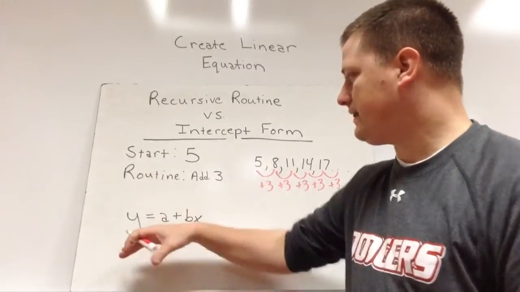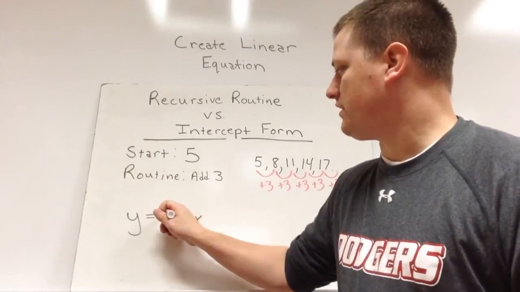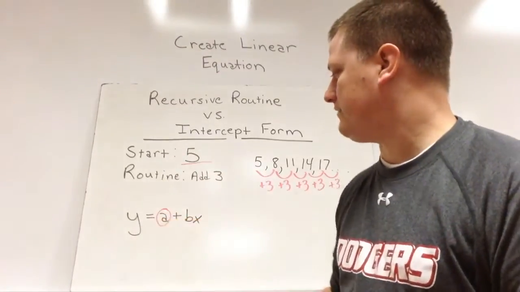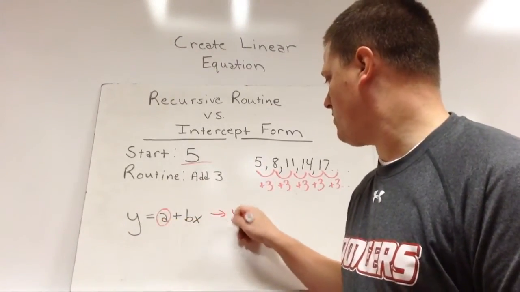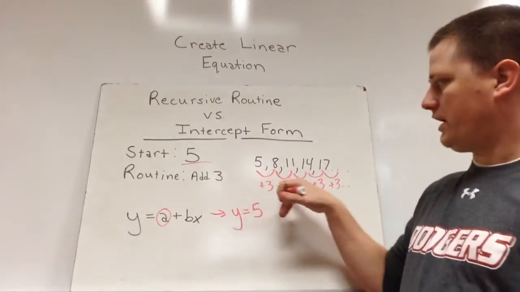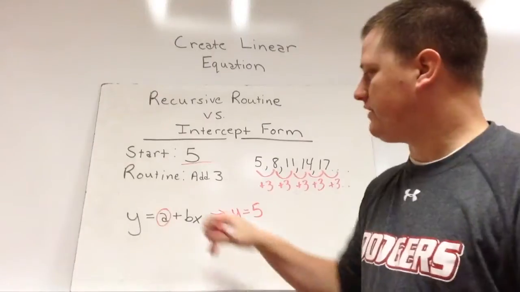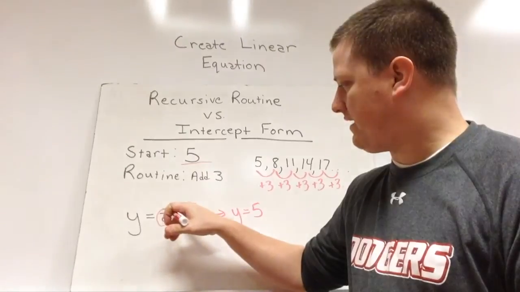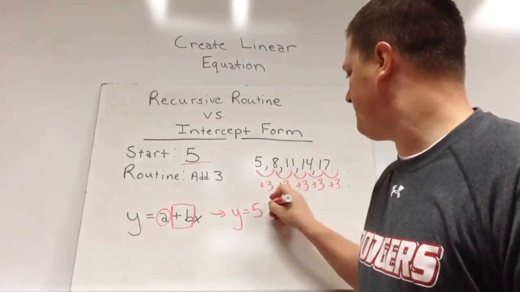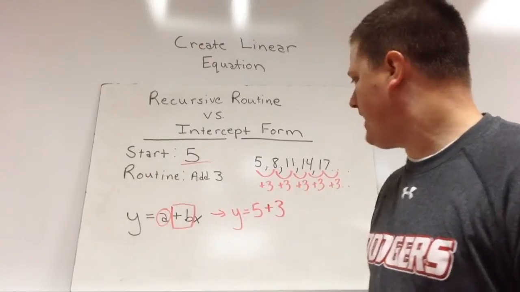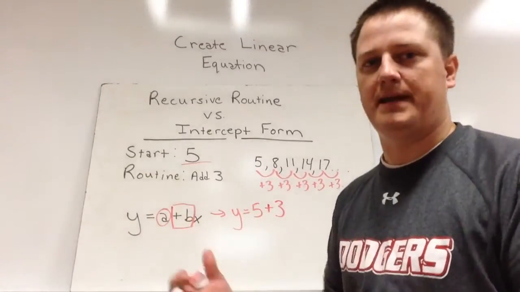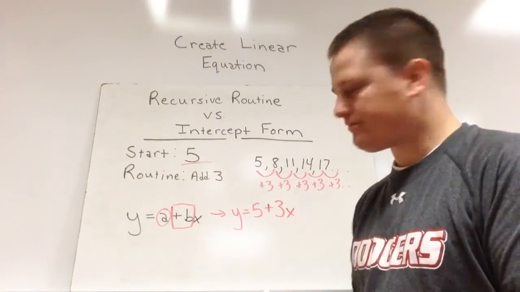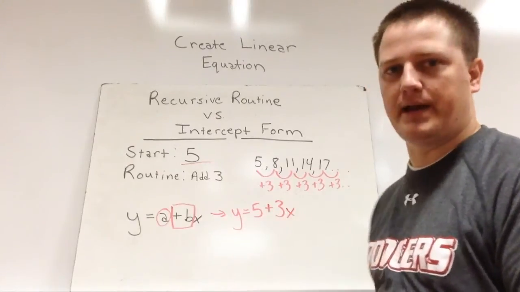When we do this, the main thing in intercept form is first to start with our a value, which is our start, which is 5. So since this is positive, we just put 5 in. Y equals 5. Then we want to look at our pattern, which is add 3. This is going to tell us what to do right here. This is telling us to add b. So here we want to add 3. And the x tells us how many times we need to repeat this pattern. So we have y equals 5 plus 3x.